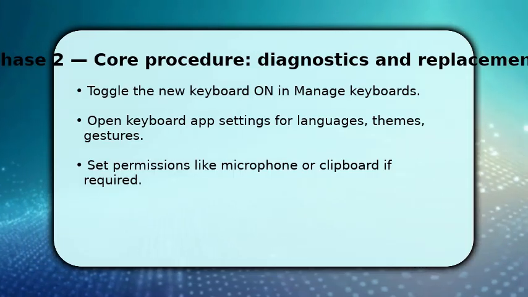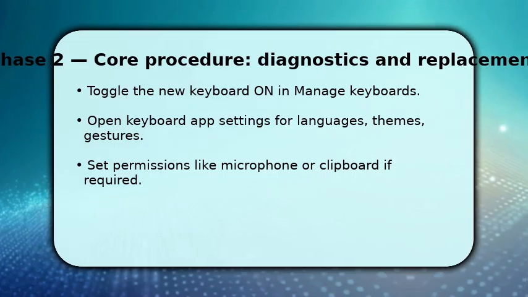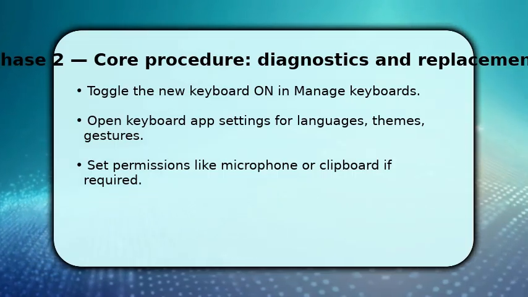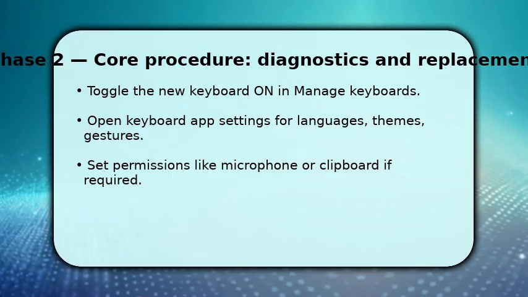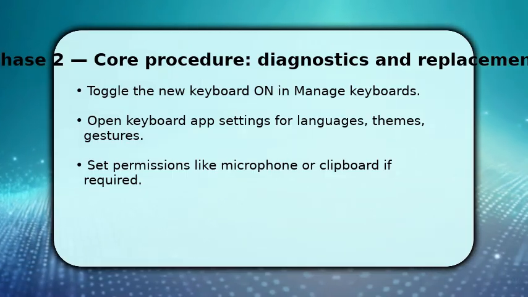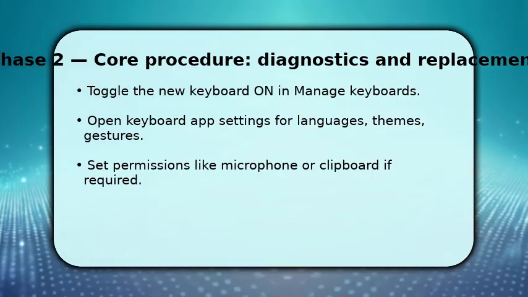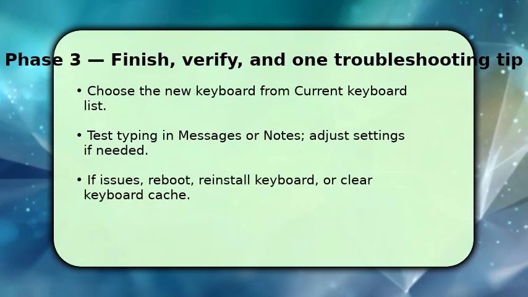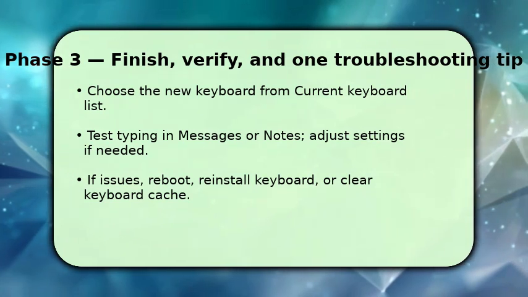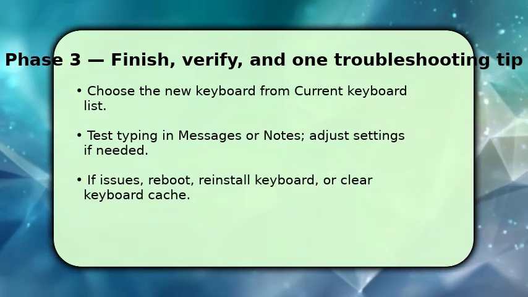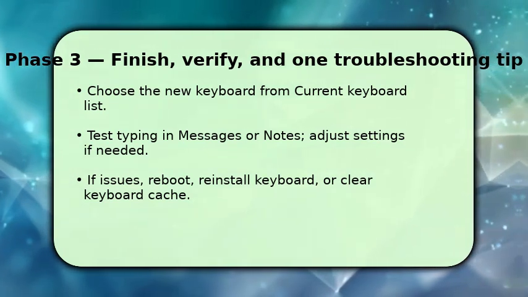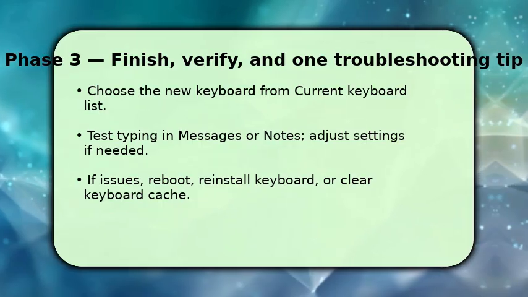If the app requests microphone or clipboard access for voice typing or predictions, grant permissions selectively. Once configured, return to Current Keyboard to choose your new keyboard, and then test it in Messages or Notes so you can feel keys, autocorrect, and suggestions. This confirms everything works.